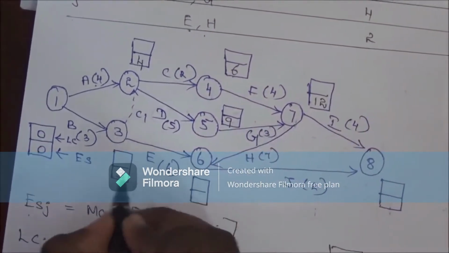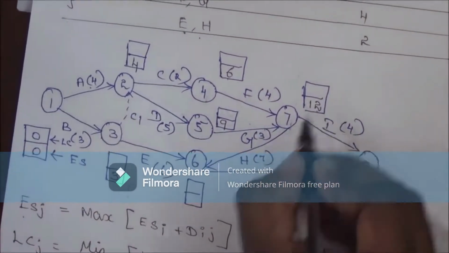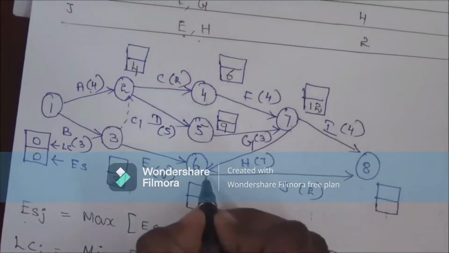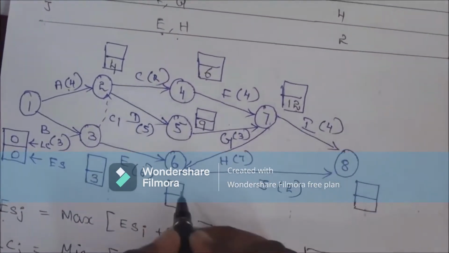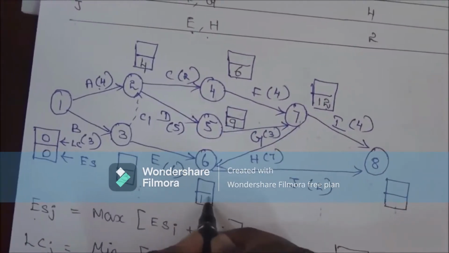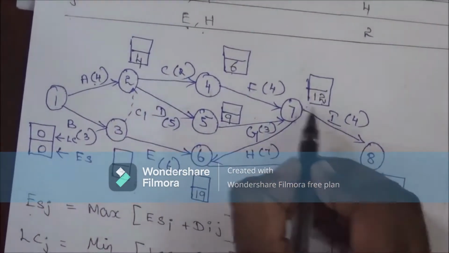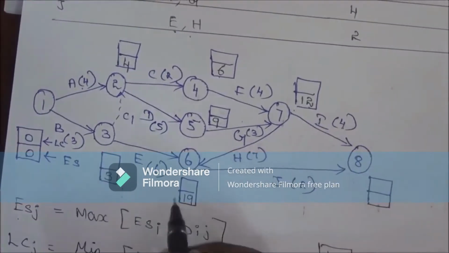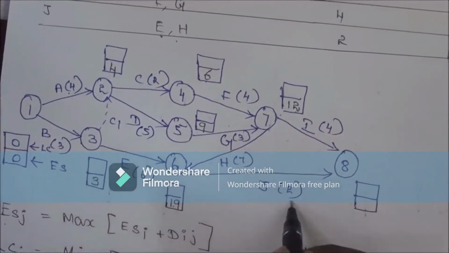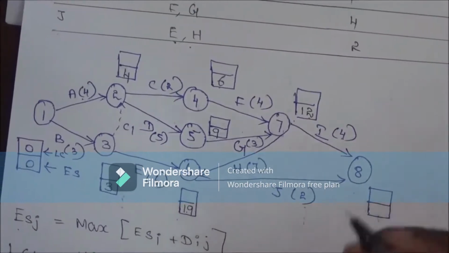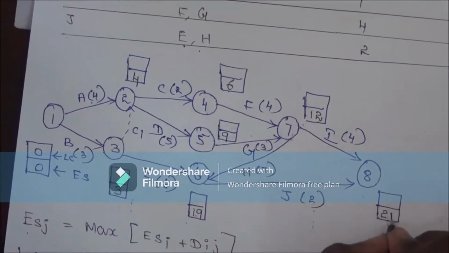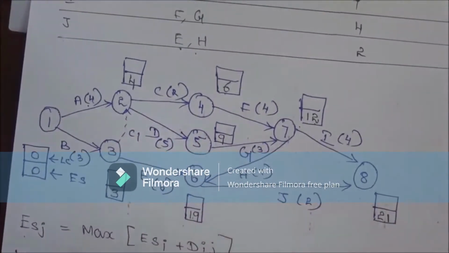Similarly, 6 plus 3 is 9, and 12 plus 7 is 19. So we have to take the maximum value, that is 19. Similarly, 12 plus 4 or 19 plus 2. 19 plus 2 is the highest value, that is 21. We consider 21. Now we have calculated the earliest start time.